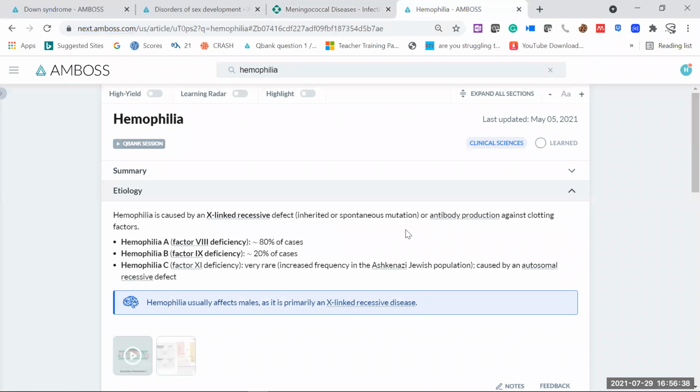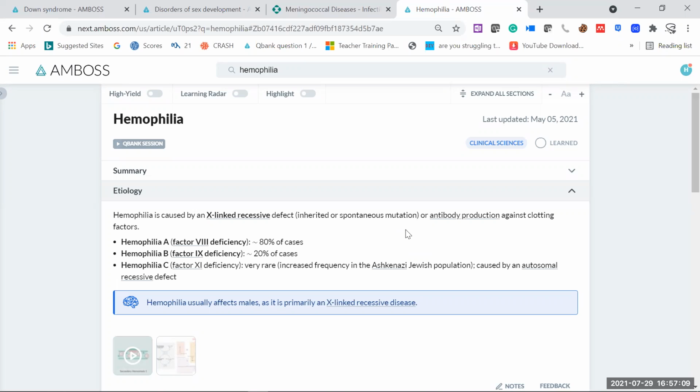So hemophilia, as we all know very well, is X-linked recessive. It's a genetic disease, inherited or due to spontaneous mutation. There is antibody production against clotting factors, but not all the clotting factors. If only factor 8 is deficient in the body, we say it's hemophilia A. Whenever only factor 9 is deficient, we say it's hemophilia B. And when factor 11 is deficient, we say it's hemophilia C.